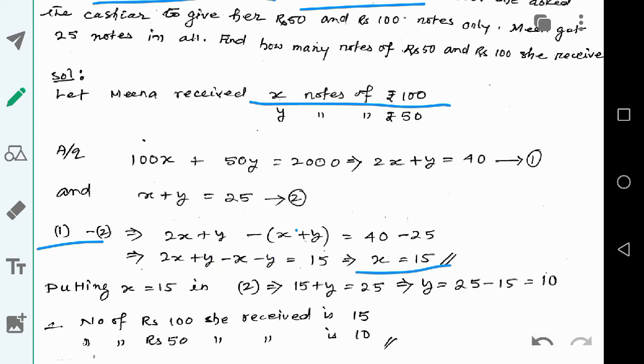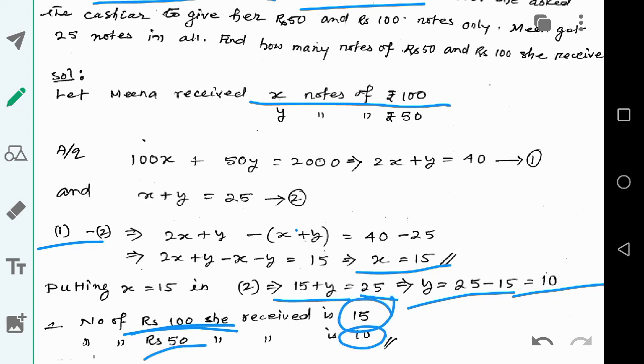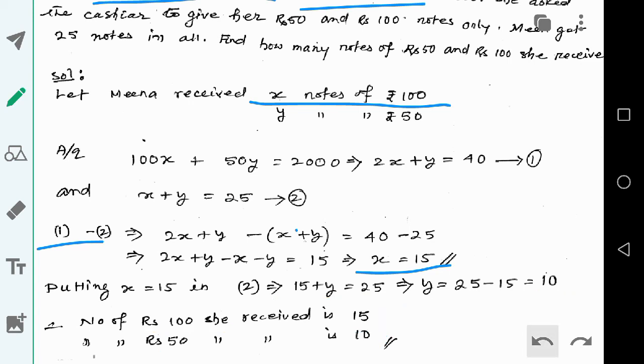As we have got x equal to 15, now put this value in any one of these two equations. I have put this one in 2, so just replace the x by 15 here, then you will get 15 plus y is equal to 25, which implies y is equal to 25 minus 15, that is equal to 10. So Meena received 15 100 rupees notes and 10 50 rupees notes. That's how you can solve.